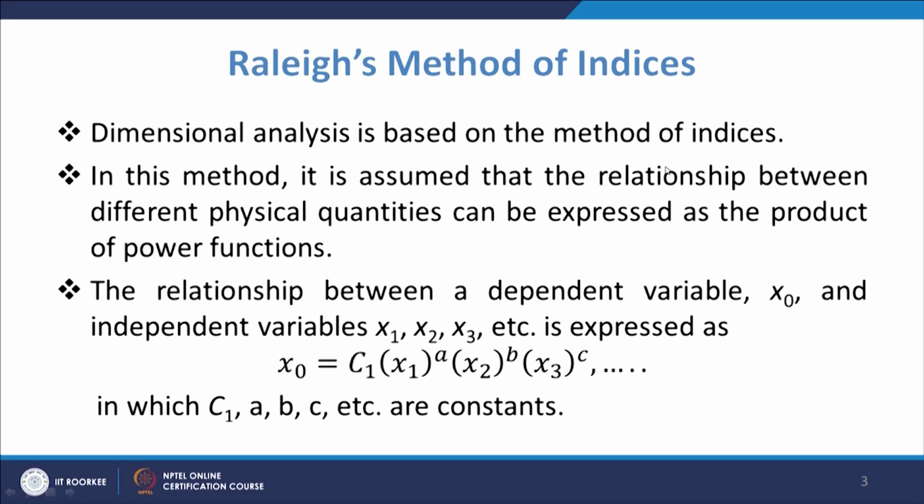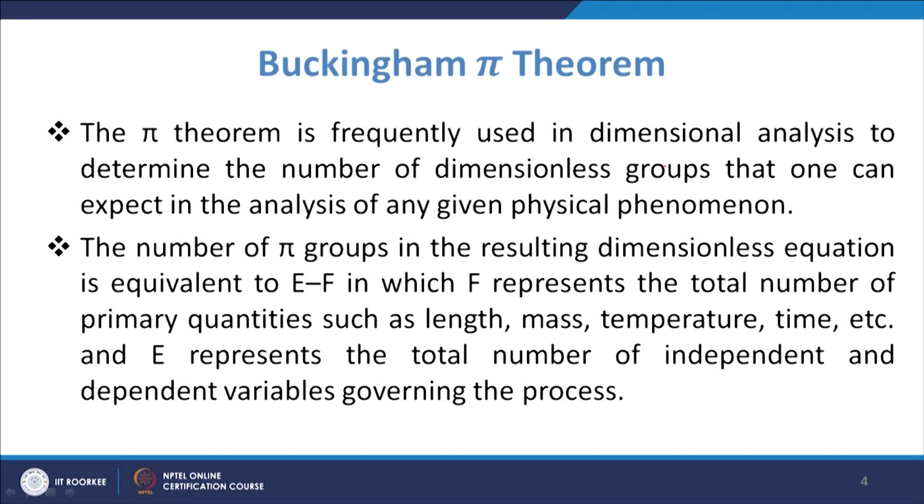Another method which is also used is the Buckingham pi theorem. In this case, it is normally used in dimensional analysis to determine the number of dimensionless groups that one can expect in the analysis of any given physical phenomena. So, here the number of dimensionless groups you are trying to determine will be equal to E minus f.